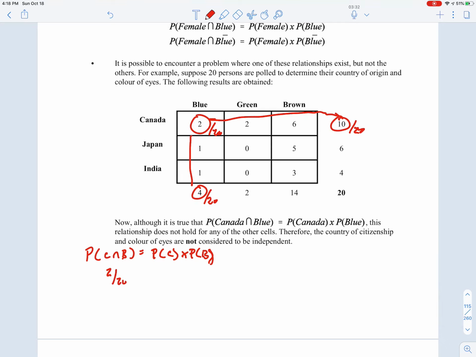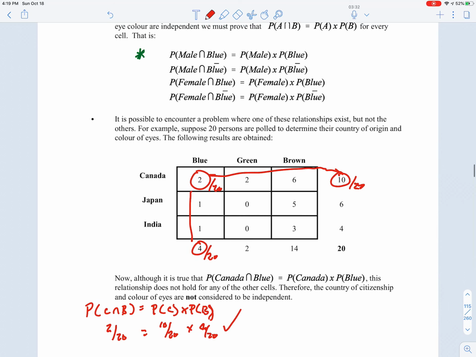So the marginal probability is 2 out of 20. If they're independent, it should be equal to the probability of being Canadian, 10 out of 20, times the probability of having blue eyes, which is 4 out of 20. Well, 10 out of 20 is a half, so half of 4 out of 20 is 2 out of 20. And so you're good. So you could look at this and say, yeah, it seems that this table shows independence, because that works, but it doesn't work for all the other cells. What's an obvious example here where it doesn't work? Let's take a look at it. See if you can figure it out.